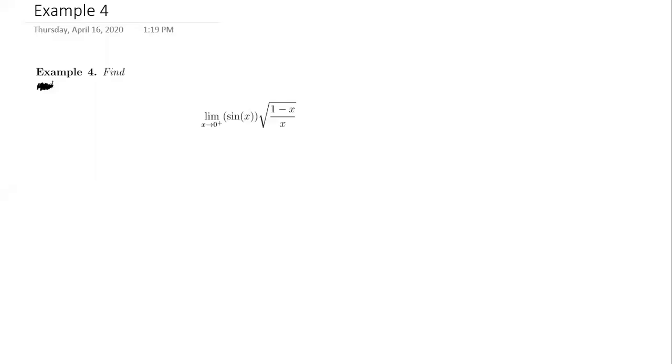Hello class. So in this video, we're going to continue on section 4.7, L'Hopital's rule. In the previous videos, we saw that we can use L'Hopital's rule whenever we have an indeterminate form, which is either 0 over 0 or plus or minus infinity divided by plus or minus infinity. We also saw that we can use L'Hopital's rule as many times as we want, as long as we get an indeterminate form. That's the condition that we need.